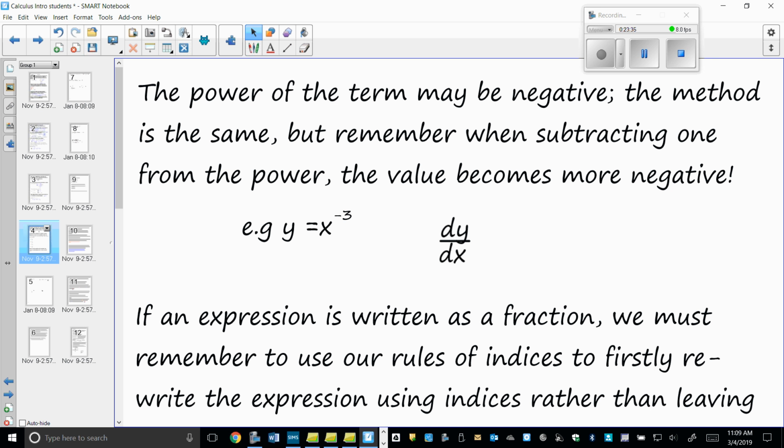All right, so the process so far, so good. This is where it starts to become a bit tricky because you're having to remember your index rules. If it's a negative power, the rule still applies. The power comes in front, and you take 1 off the power. Be careful here. If I multiply by -3, then if I take 1 off the power, what does it become? -4. So it becomes more negative. The process is not different, you're just having to deal with negatives.